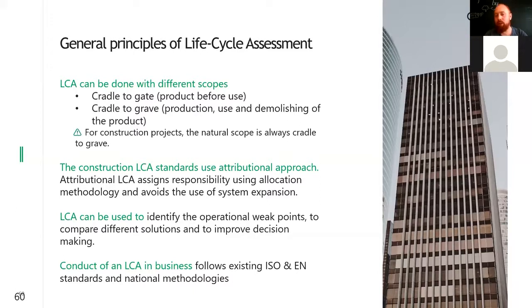When we do LCA, we use an attributional approach. So basically we assign responsibility using allocation methodology and avoid the use of system expansion. We can also use LCA to identify weak points in operations. We can use it to compare different types of solutions, and we can heavily use it to influence decision making. If we're doing LCA in business, we usually have to follow standards like the ISO and EN standards. This is usually common in national methodologies, like in Finland in the YM method or RE 2020.